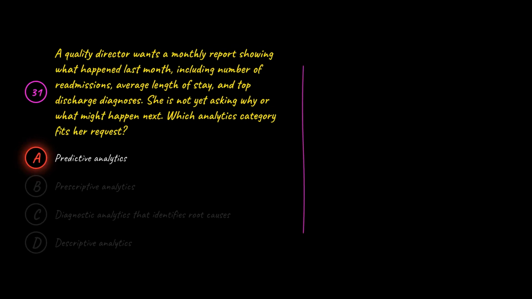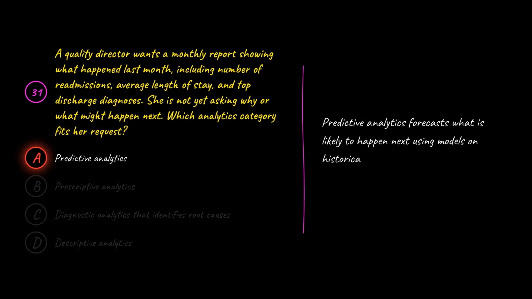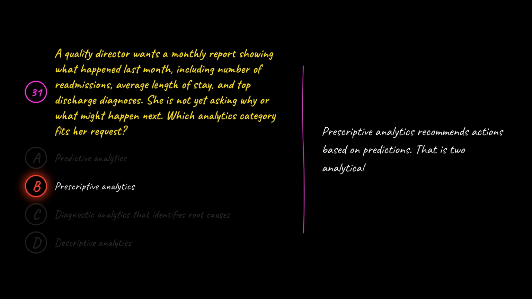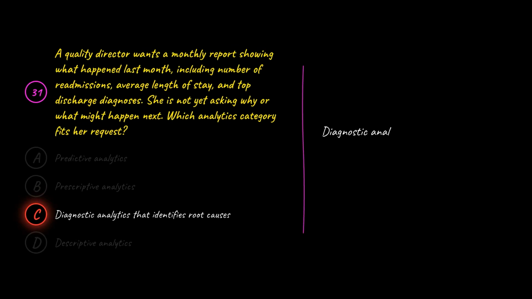A is wrong because predictive analytics forecasts what is likely to happen next using models on historical data. The director did not ask for a forecast. B is wrong because prescriptive analytics recommends actions based on predictions. That is 2 analytical steps ahead of what she wants. C is wrong because diagnostic analytics digs into why an outcome occurred. The director explicitly said she is not yet asking why.